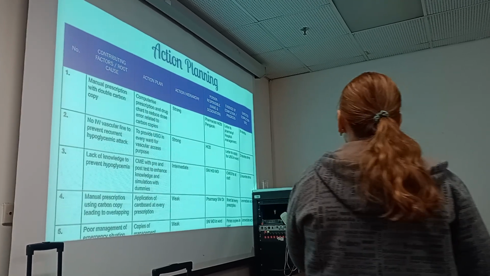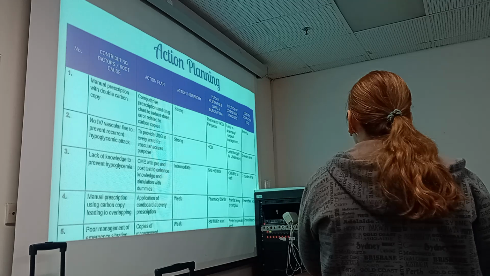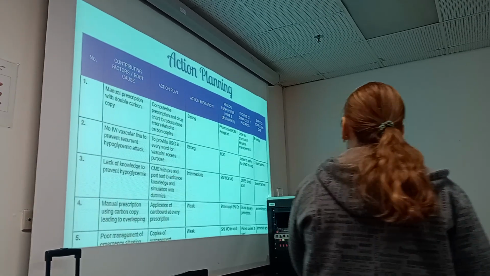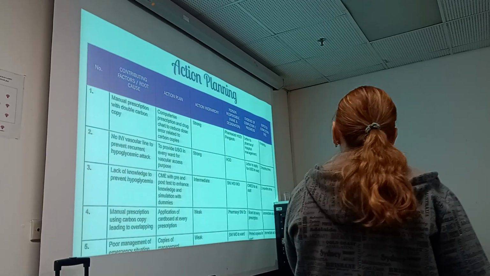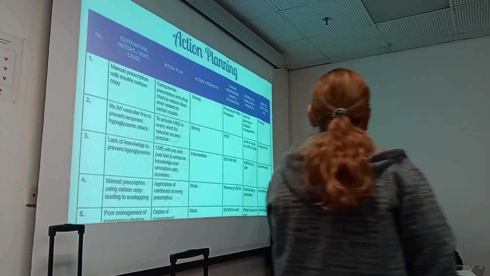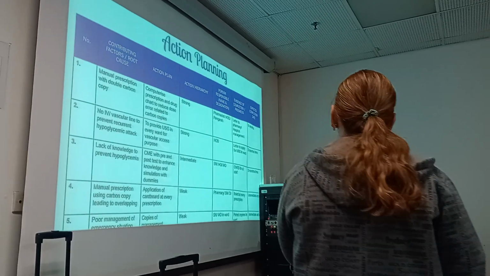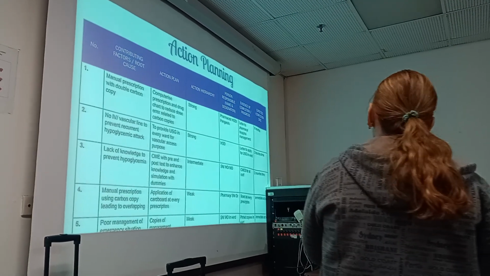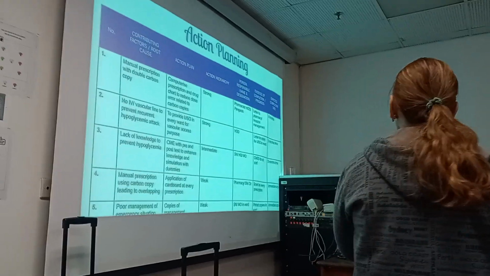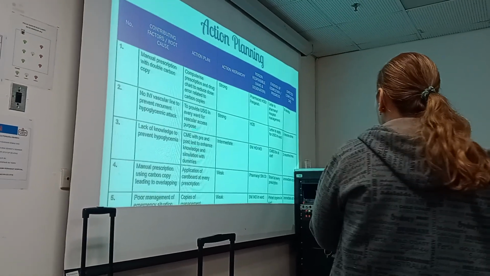Second, there is no IV or vascular line to prevent recurrent hypoglycemic attack. The action plan is to get an ultrasound in the ward for vascular access purpose in patients with difficult IV line. In this case, the action hierarchy is strong. We are going to ask from the head of department, then a letter to apply for ultrasound in the ward. We expect the completion date to be within 3 months' time.